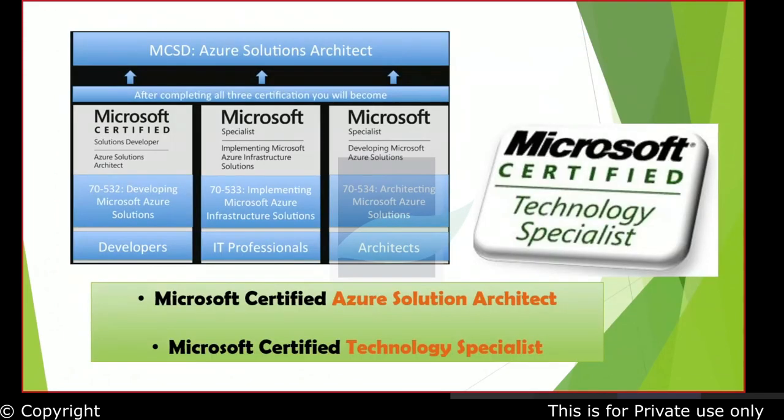Coming to my certifications, I'm a Microsoft Certified Azure Solution Architect. That essentially takes three certifications: 532, 533, and 534, which is developing Azure solutions, implementing and architecting Azure solutions. Coming to the other certification title which I have, Microsoft Certified Technology Specialist. That takes another two certifications, which is on C Sharp and .NET. So I'm essentially having two titles, which took five certifications to be done.